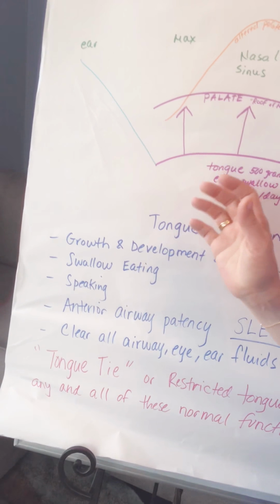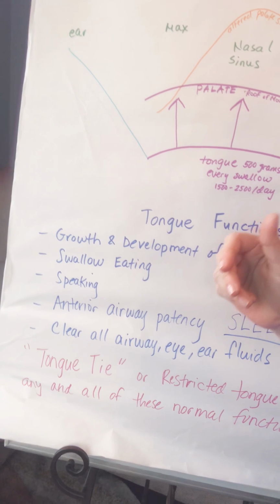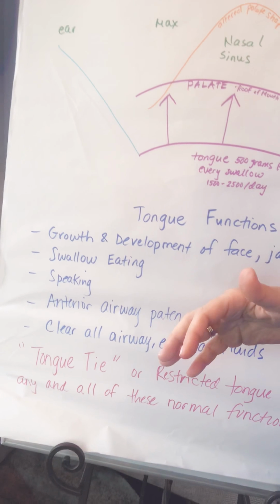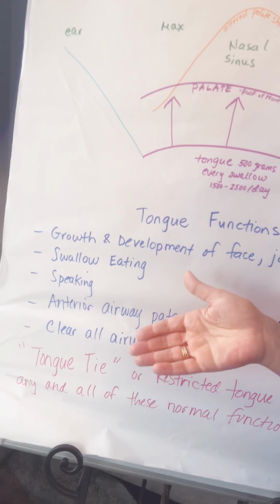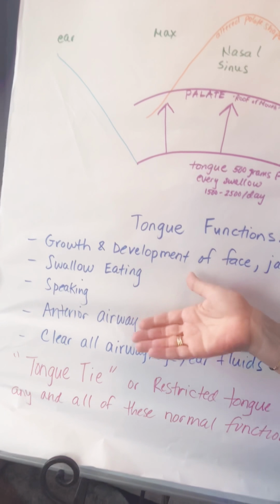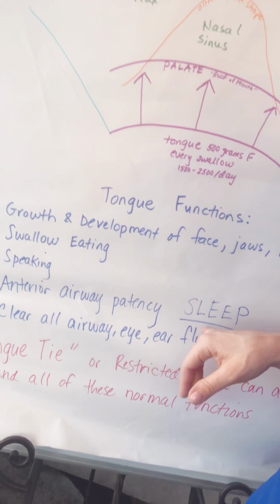So I see anywhere from 1.5 years to 2.5 really frustrated toddlers who either are delayed altogether, or their speech, you can understand them but no one else can, so they're throwing lots of fits because they're trying to communicate but they can't. Anterior airway patency. What this is important for is sleep.